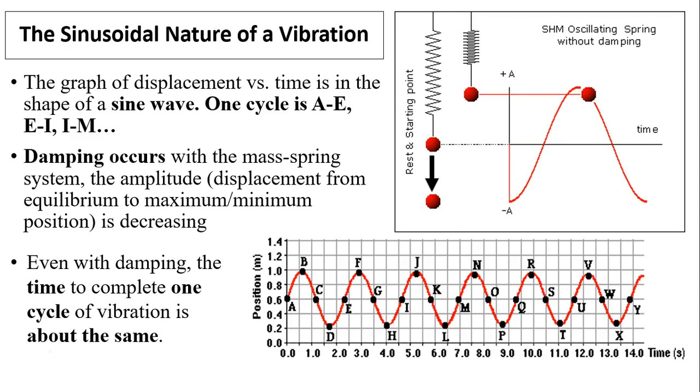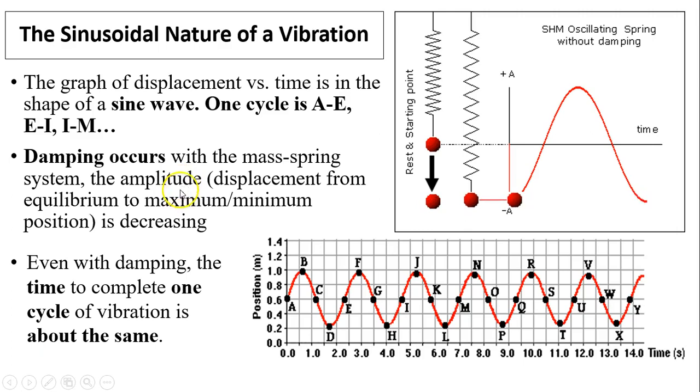Sinusoidal nature of a vibration. If you graph the displacement of this mass on the spring versus time, you will get the shape of a sine wave. So all periodic waves look like this, a sine wave. One cycle is from the lowest point coming back to the lowest point. That's one cycle. Here are multiple cycles. The cycle would be from A to E or E to I to M. So there are many cycles here. That's 1, 2, 3, 4, 5, 6, a little bit over 6 cycles in this time period.